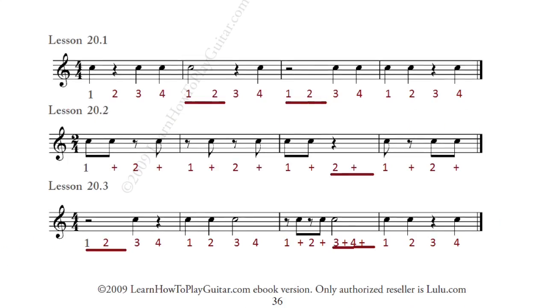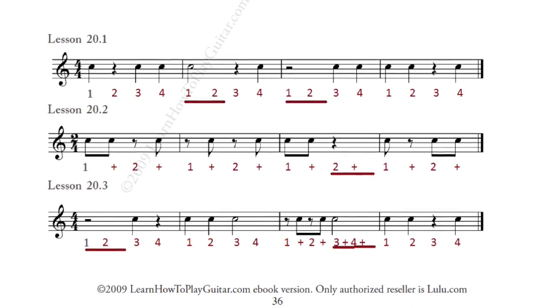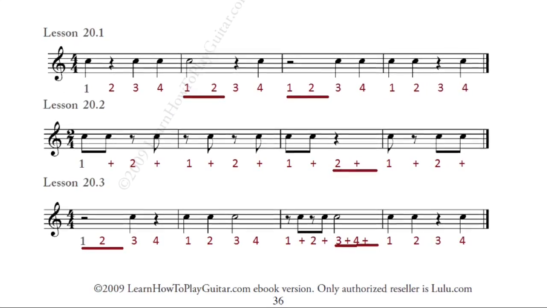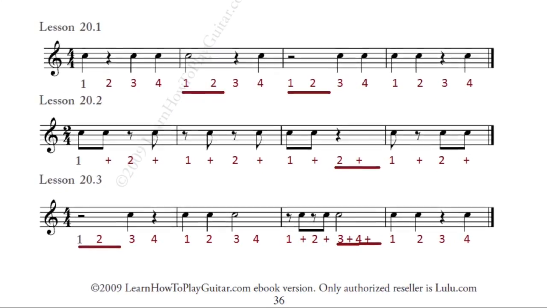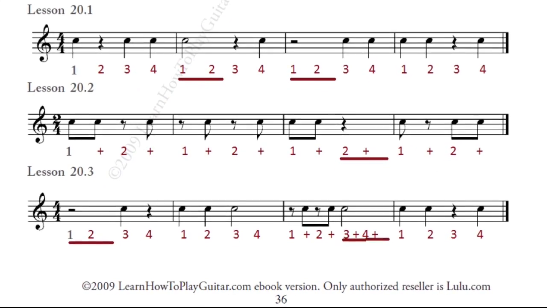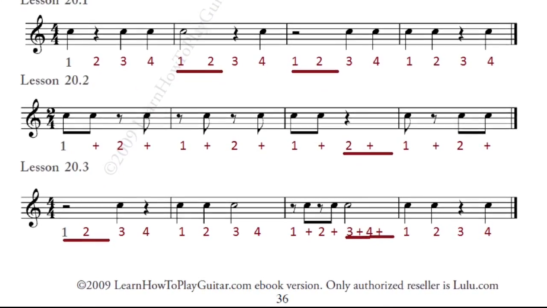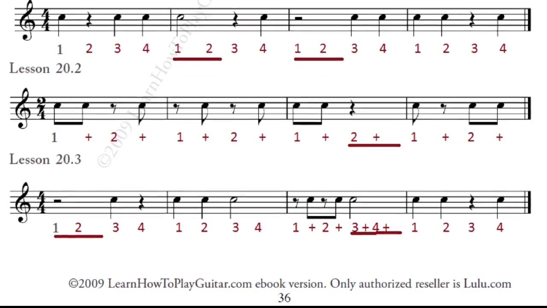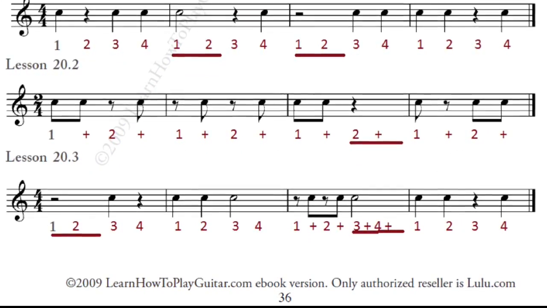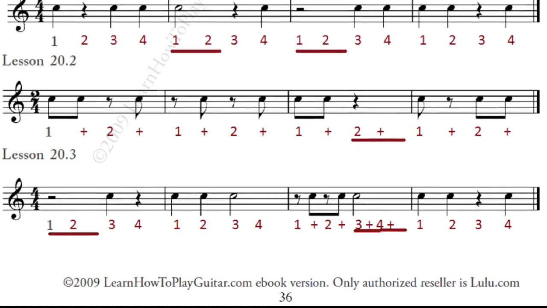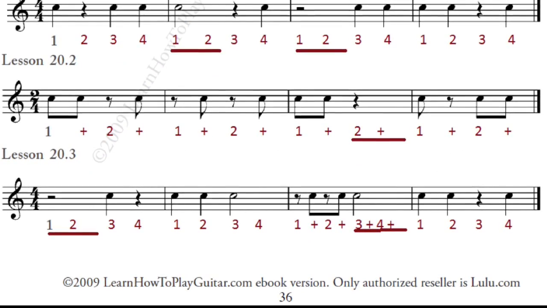If I look at lesson 20.2, that's got 8th note rests in it, so I'll count that subdivided. 1 and 2 and 1 and 2 and 1 and 2 and 1 and 2 and 1 and 2 and.